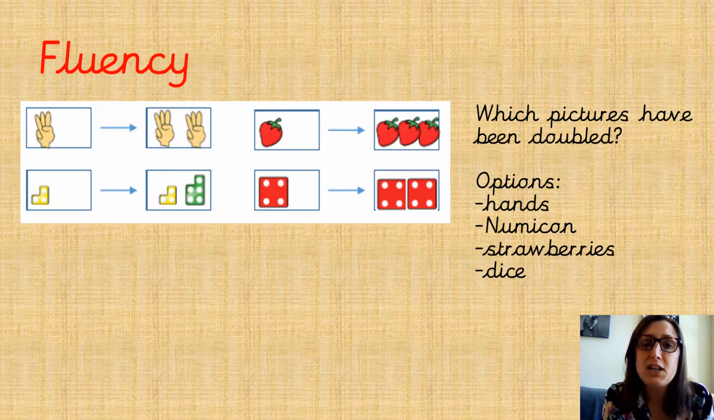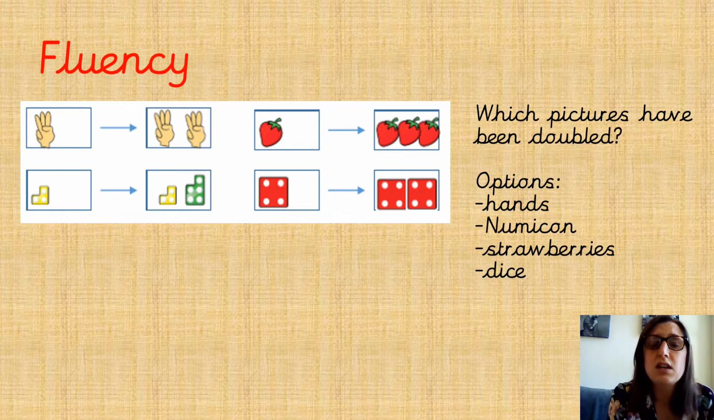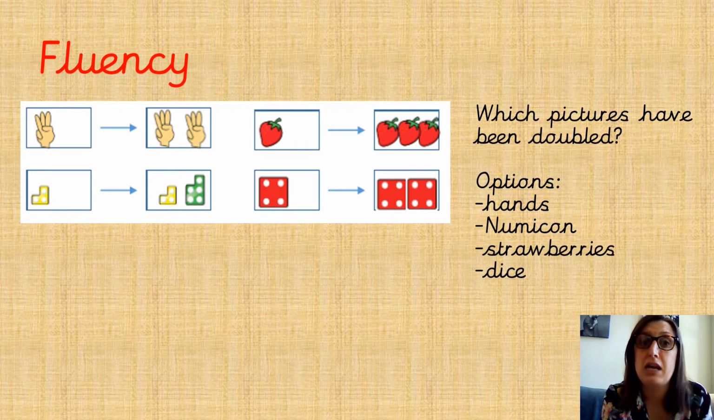Another fluency one. This says which pictures have been doubled. So in those pictures, there's one on the left and then with the arrow going to the right would show the double. So which pictures have been doubled, and your options are the hands, the Numicon, the strawberries and the dice. So just like in the previous question, you're going to need to write hands, Numicon, strawberries or dice depending on what you think. Now remember, it could be that it's more than one, okay?